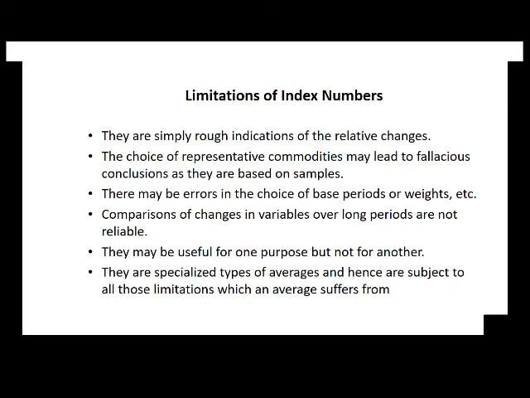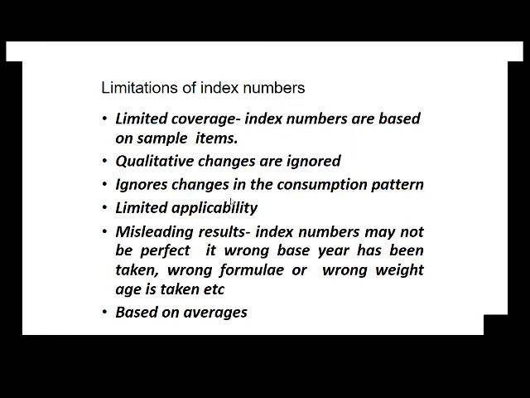Next, they are specialized types of averages and hence are subject to all those limitations from which averages suffer. Next is limited coverage. Index numbers are based on sample items. Next is limitations of index numbers. Qualitative changes are ignored and only quantities are taken.